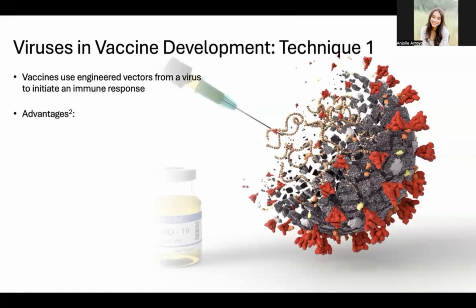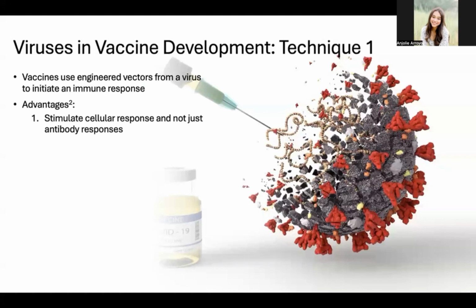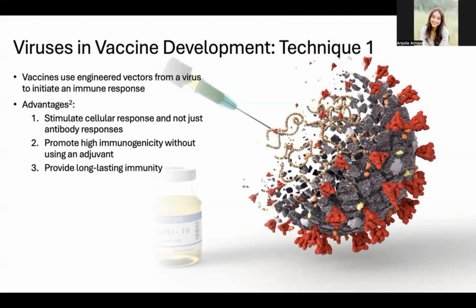And there are some advantages to this. One being that in comparison to using a subunit vaccine where only parts of a pathogen are used, they actually stimulate cellular responses that are far better and way more efficient in eliminating infected cells. They also promote high immunogenicity without using an adjuvant and provide long-lasting immunity, even sometimes in some cases with just one dose. They also are able to deliver virus antigens to specific tissues or cells.